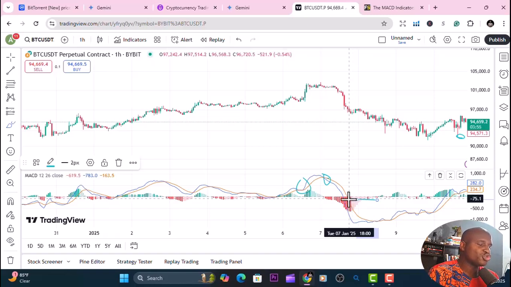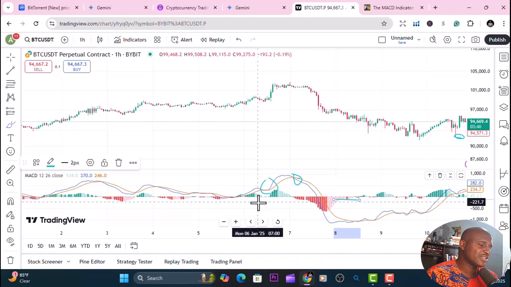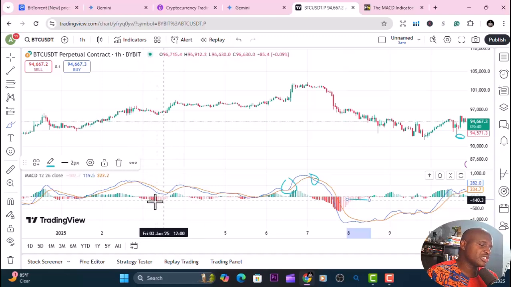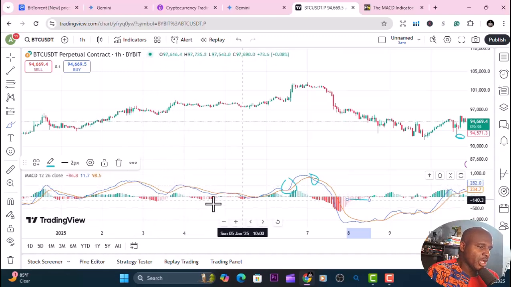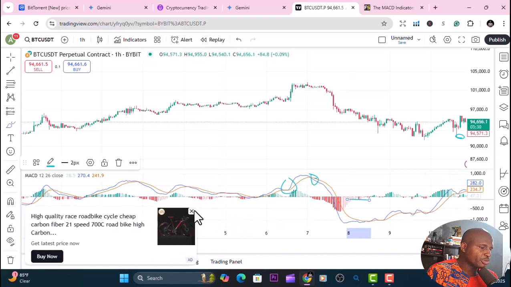But then you need to use this with other indicators just for extra confirmation. And you can see that here. You can also use it to see how weak the market is and how you can take advantage of that. So this is what I have, and we can create more opportunities with that.